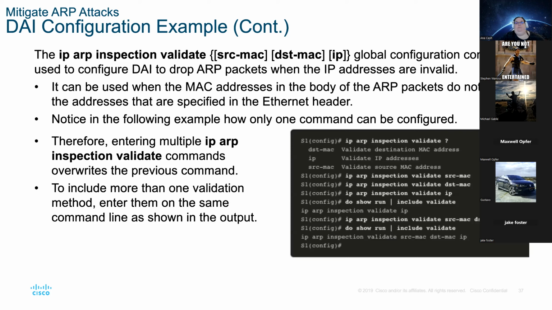Notice in the following example how only one command can be configured. Therefore, entering multiple ip arp inspection validate commands overwrites the previous command. So remember that, save yourself some time because you're just going to be overwriting everything. To include more than one validation method, enter them on the same command line as shown in the output. So you'll see they tried the one where they were overwriting, and then you can see how on the bottom it has everything listed out that they want.